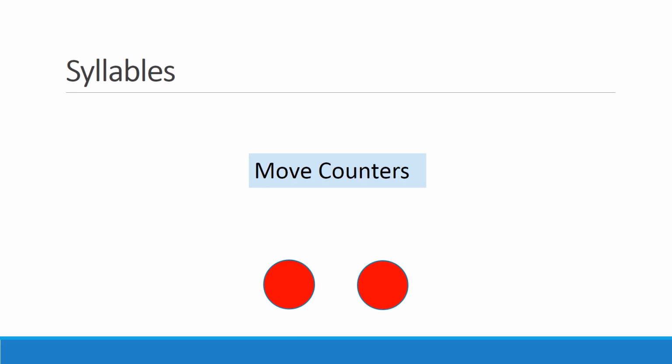Remember, some of the activities that were previously presented can also be used for phonological awareness activities, such as moving counters. Provide students with 2 counters. Have them move 1 counter for each syllable in the word. For example, the word is market. Students can move 1 counter as they say mar, and the other counter as they say ket.